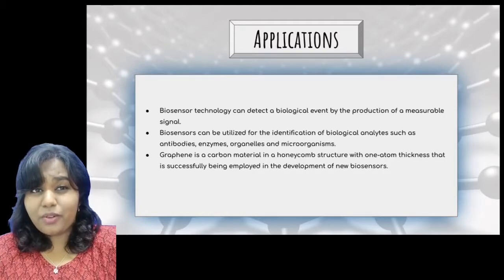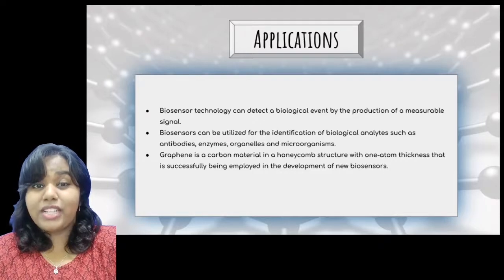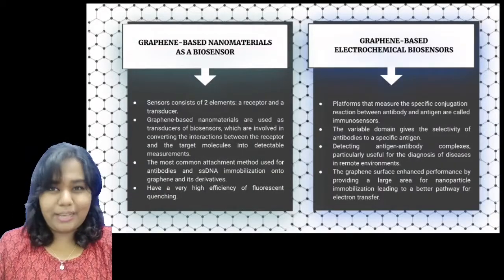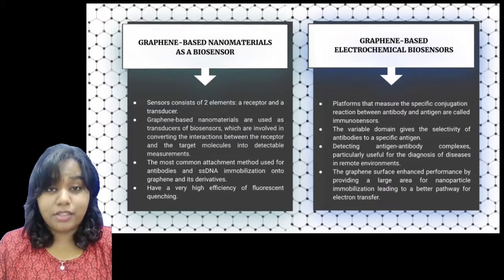To use graphene for biosensor applications, a chemical functionalization process must occur to enable a biocompatible surface. Graphene itself can be functionalized by both covalent and non-covalent bonding of small molecules to provide the compatibility for the successful immobilization of biological analytes or receptors. Now I'll proceed with the first application, which is graphene-based nanomaterials as a biosensor.